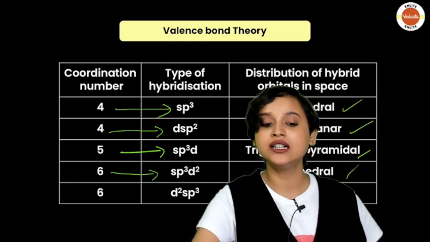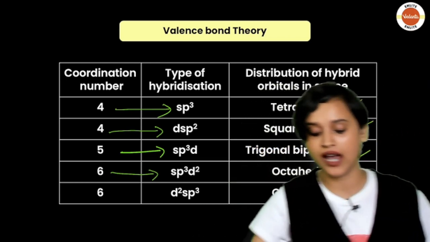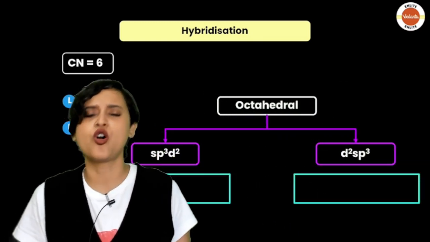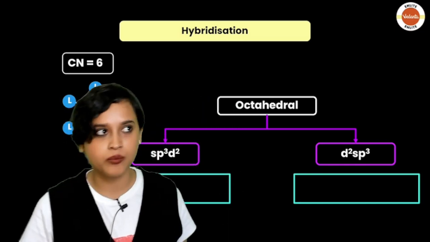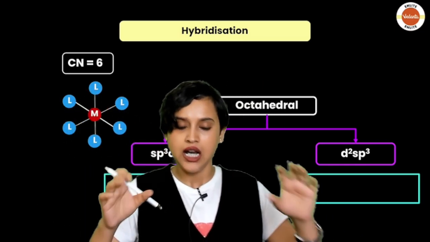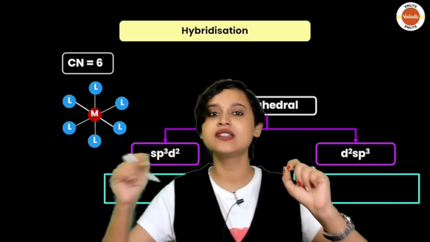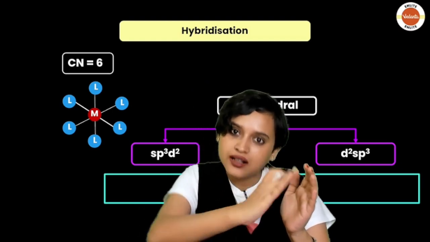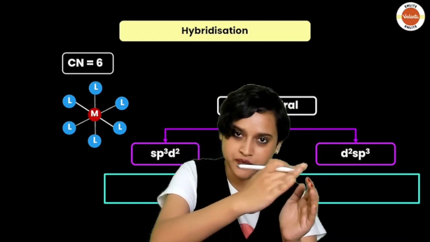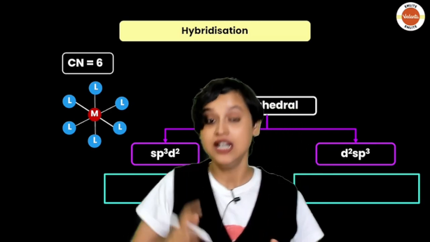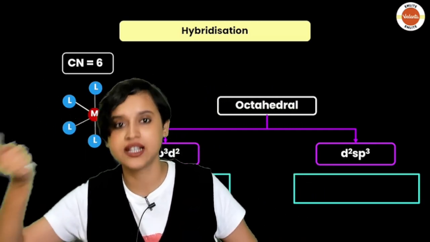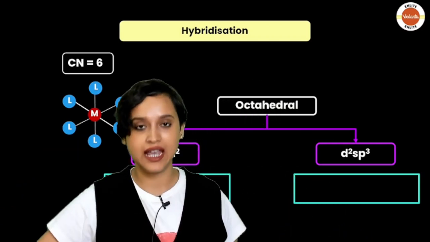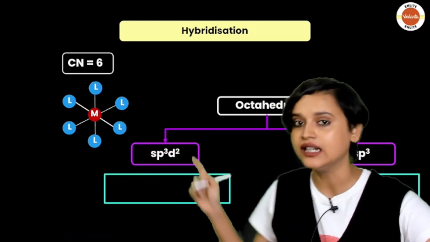But now we come to another topic, inner orbital complexes or outer orbital complexes. What does our common sense say? Our common sense says that inner means the inner shells are taken care of. If it is outer, that means the outer shells are taken care of, right? Getting it? Okay.